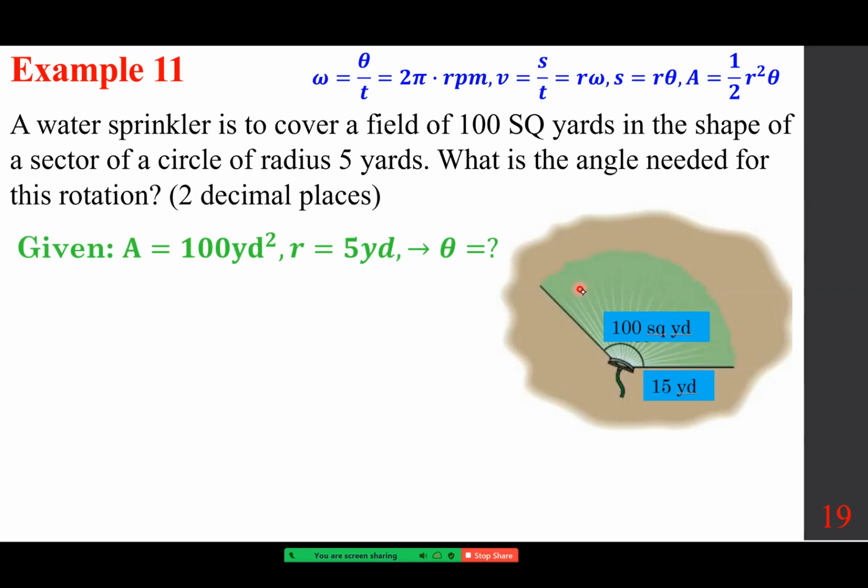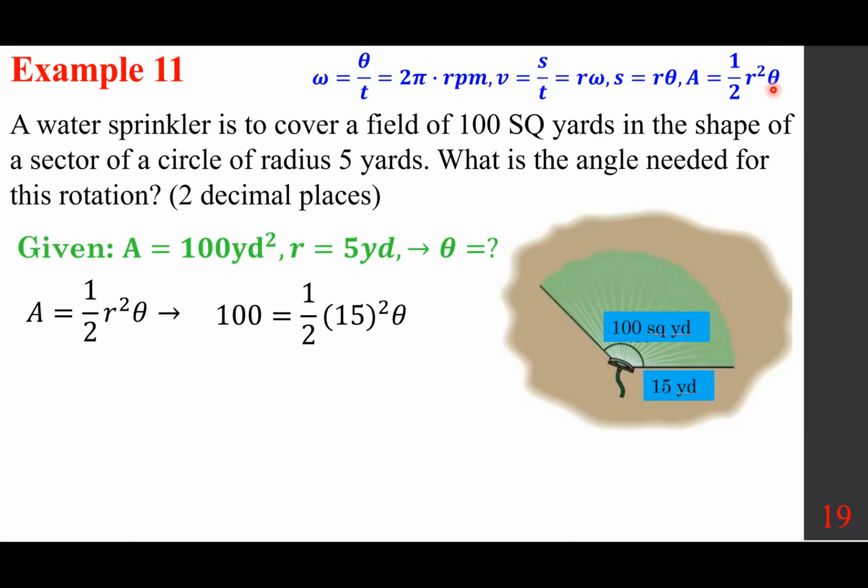So this is the translation of the question, class. What is given? What is missing? And we know A is 1/2 R squared theta. So we use this formula to find the missing theta. Replace the R with 5, replace the A with 100, and theta is missing. This is 225 divided by 2, which is 112.5. So 100 divided by 112.5 is the value in radians, or 8/9.